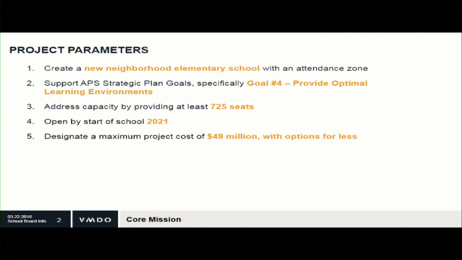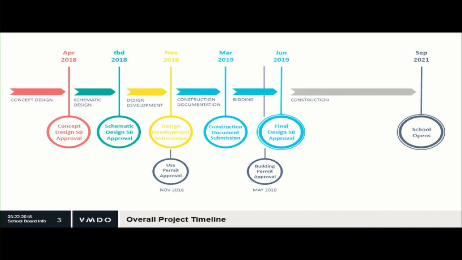I'll start this one out similar to Stratford. In essence, this is a new neighborhood elementary school designed to have at least 725 students to open and start school 2021. At the outset, we had designated a maximum project cost of $49 million. This is what we envision the timeline to look like moving through the design and construction process.